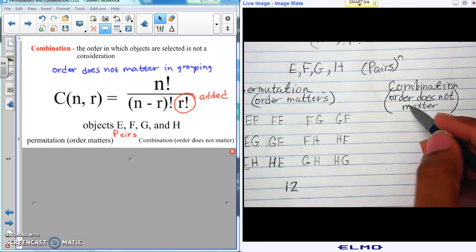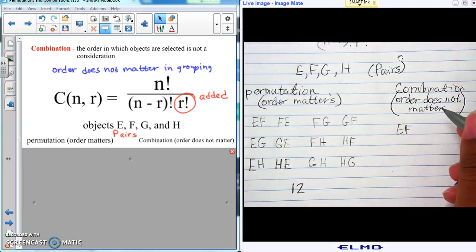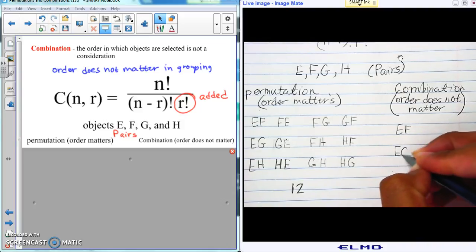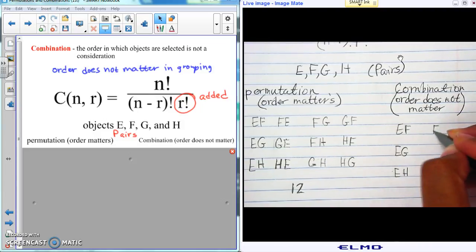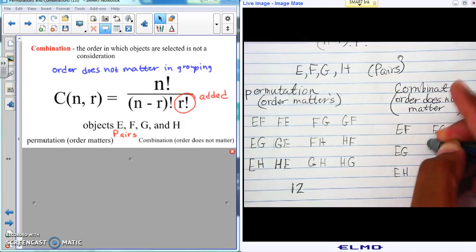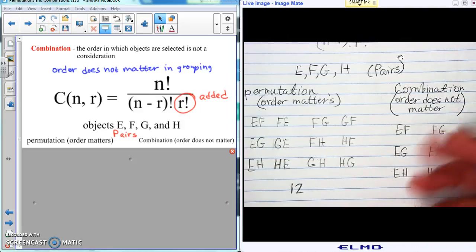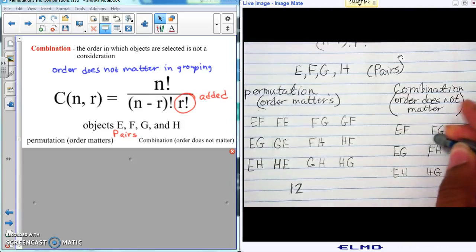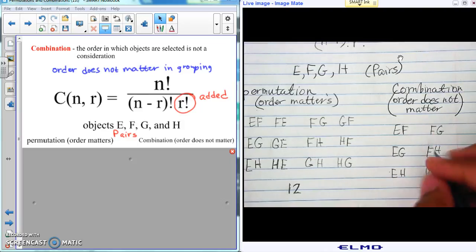Now when it comes to combination, it doesn't matter which way you put it in as long as you have the two letters together. So EF is the same thing as FE. EG is the same thing as GE. And EH is the same thing as HE. So if you think about it, it's really cutting everything in half, because if one way is there, the other way is automatically there no matter what. So combination is always going to be smaller than permutation, because it doesn't have to repeat itself. When it comes to permutation, it has to do one way and then flip the other way. When it comes to combination, you have one way and that works both ways. Doesn't matter which way you do it, it means the exact same thing. So it means there's 6 here.